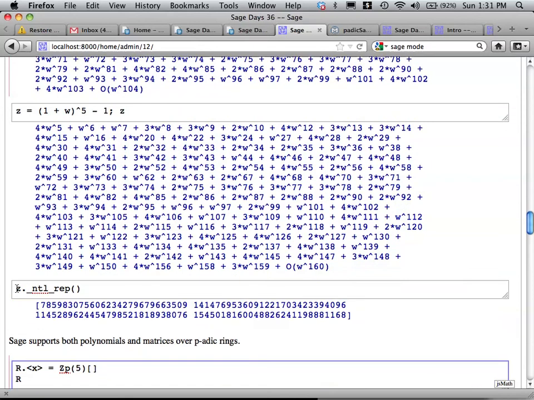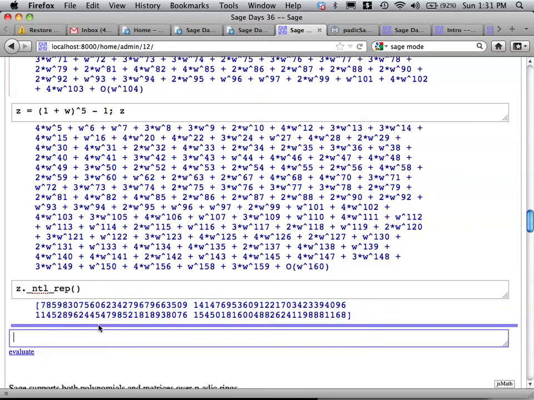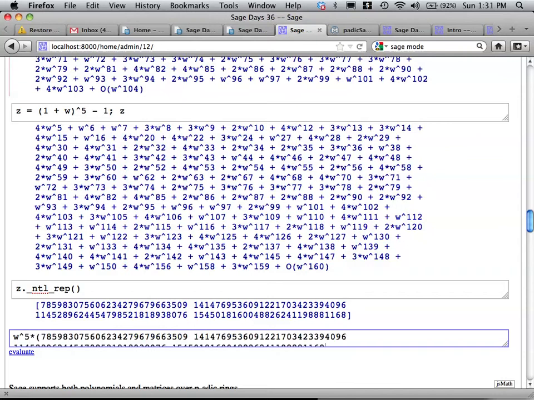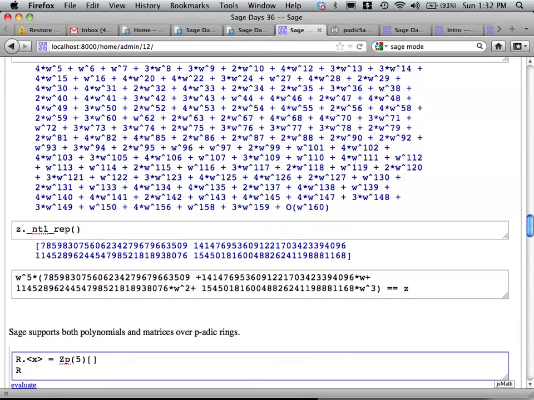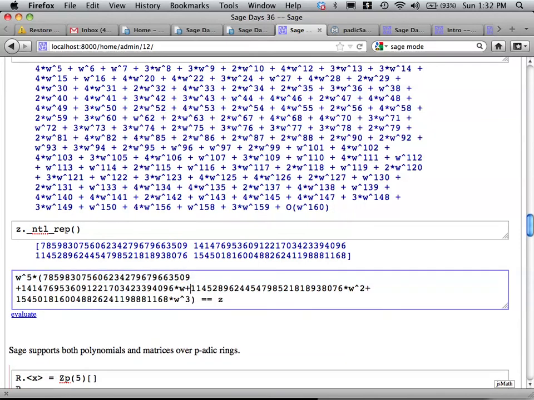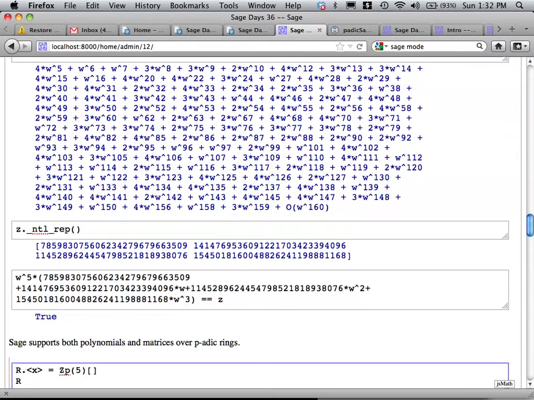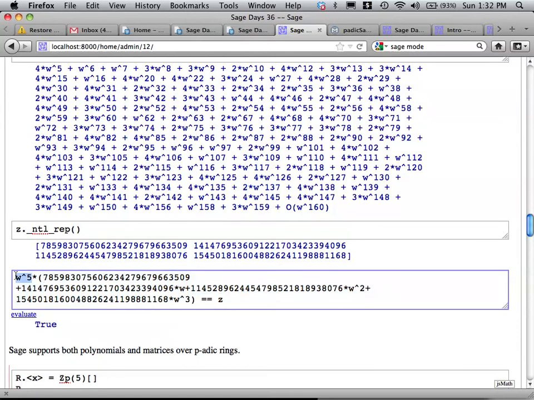Let me perhaps illustrate what's going on here. If I do W to the fifth times... So this is what I mean by the NTL rep. This is the unit times the power of W, which is equal to the thing that I got.